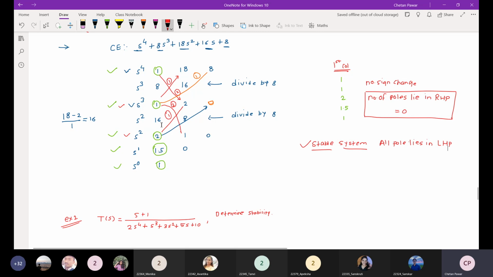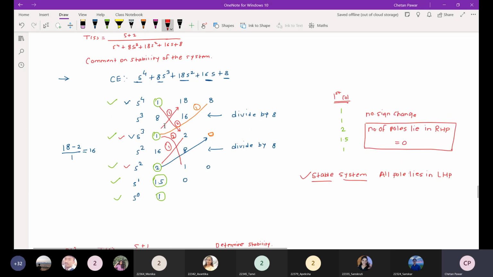Okay, so have you understood how to form this Routh table? Any doubt here? Or should I explain it again? Have you understood? Sir, explain it again. Okay, ठीक है.